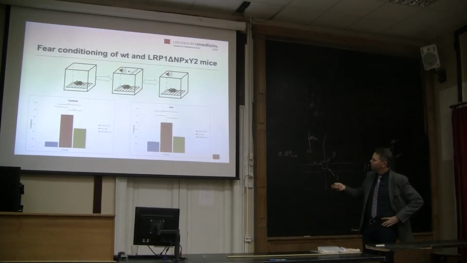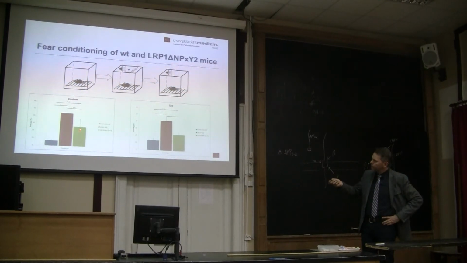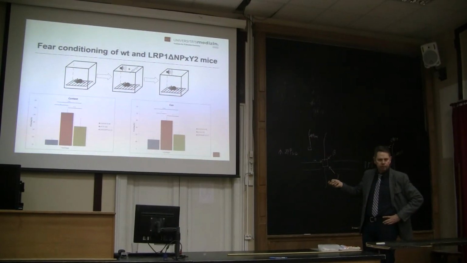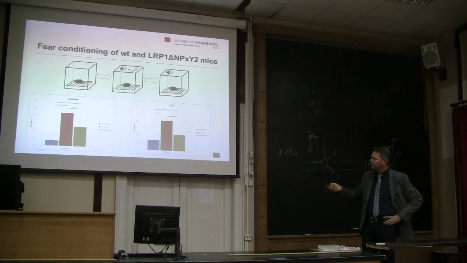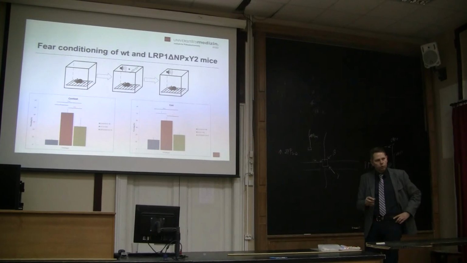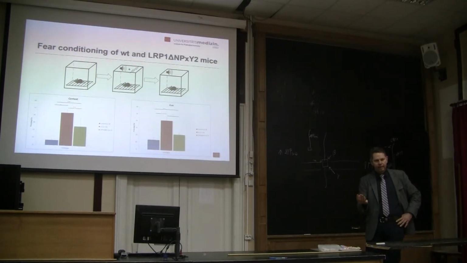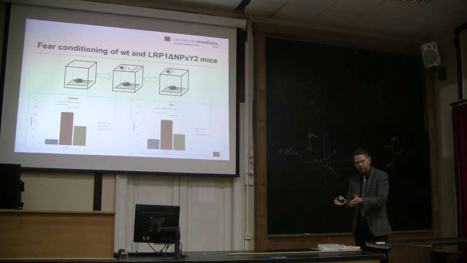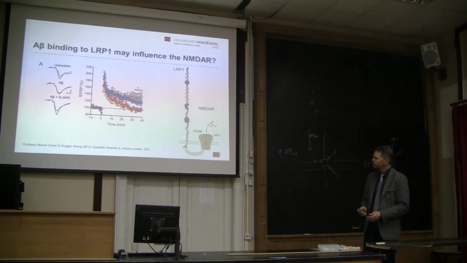And you see again that the LRP delta NPXY2 mice forget pretty fast that there was something going on in this cage, while the wild-type mice can remember pretty well. So something is going on with LRP1 and the NMDA receptor in terms of biochemical interaction and in terms of behavior. And this, again, is all under physiological conditions.